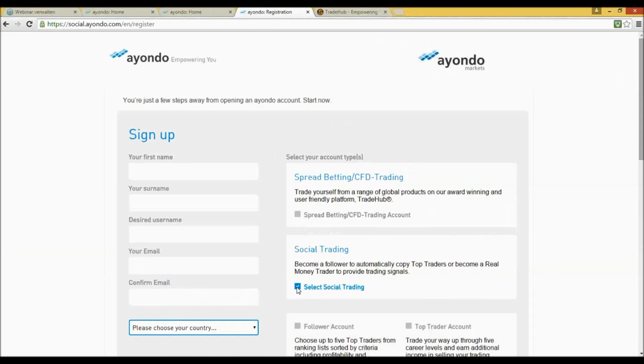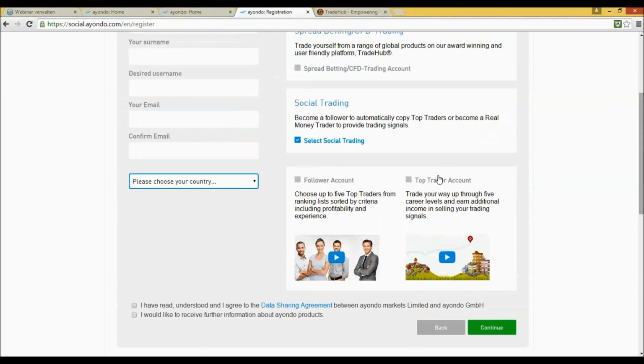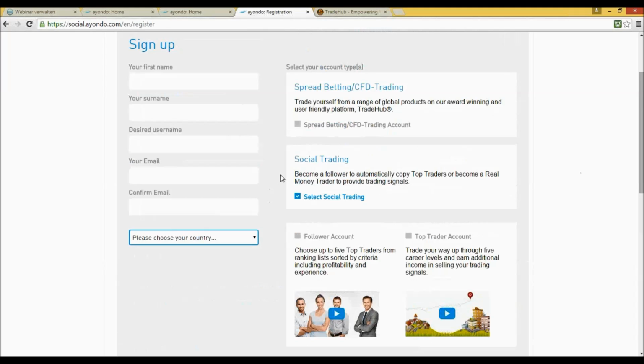Once you select social trading, you've got the two different account types. You've got the follower account and the top trader account. At the moment, you can only have one or the other. I mean, if you did want another account, so if you already had an existing follower account, you can, of course, open up a second top trader account. They won't be connected together. You can, in fact, have a normal trading account, which you can select there, and a follower account. You can have a normal trading account and a top trader account, and then you've got obviously the option to have just a top trader account or just a follower account. I hope that answers your question, Matt.